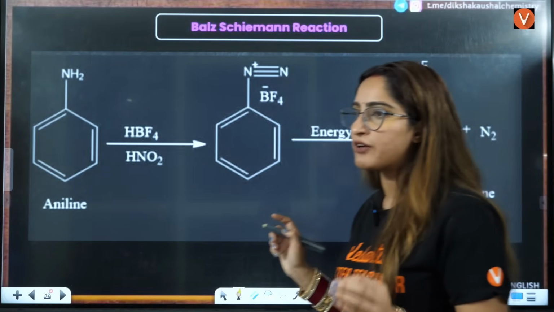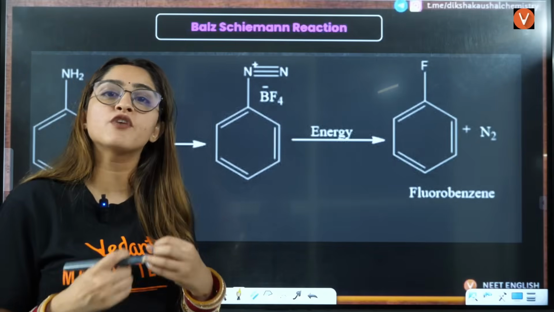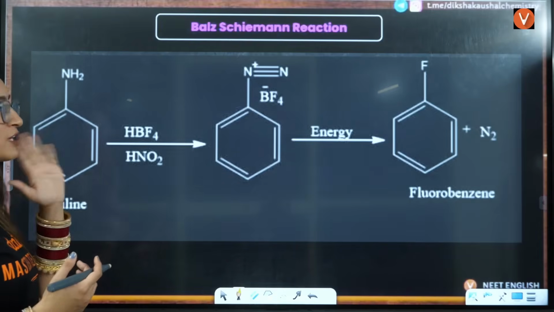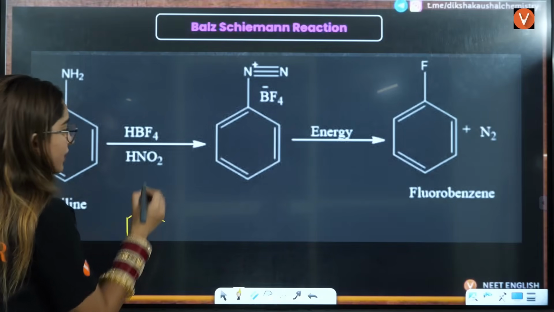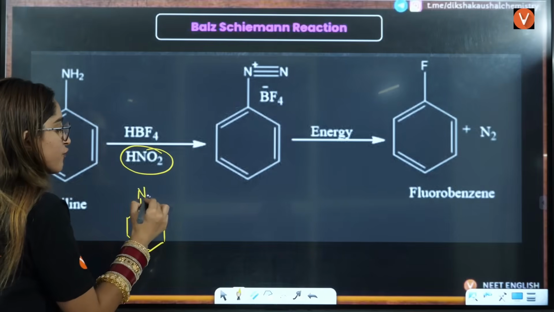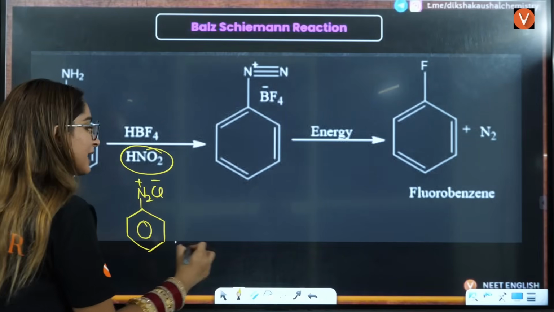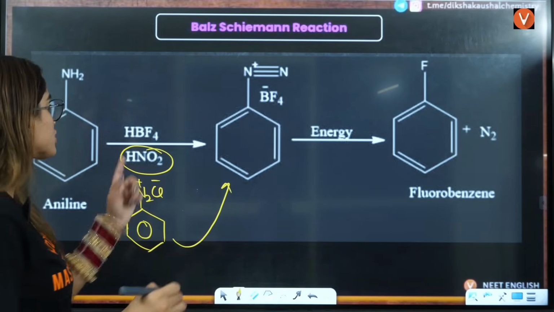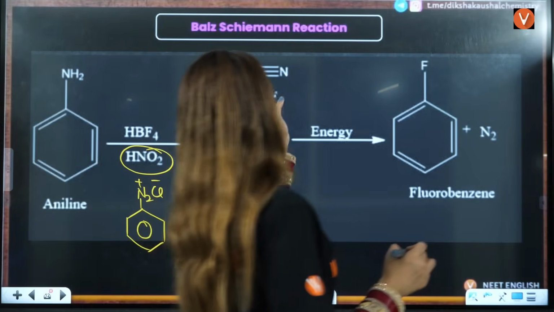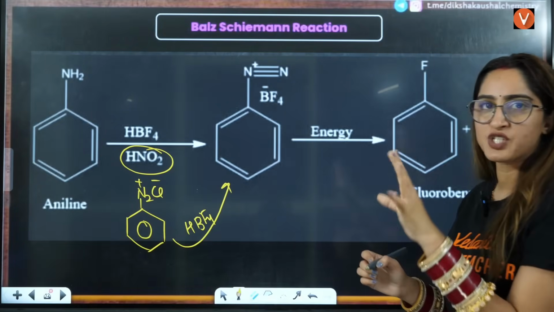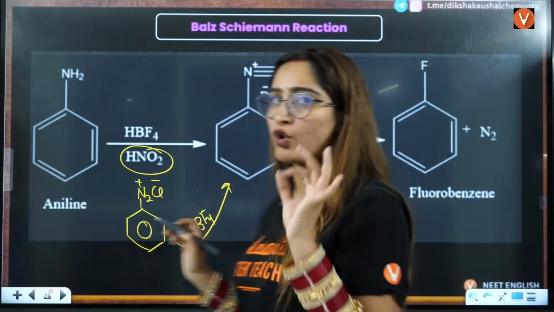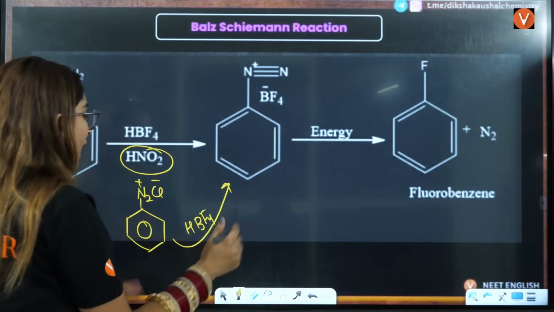Next is the Balz-Schiemann reaction. Diazonium chloride is a very important compound. I'll directly write diazonium chloride here, because HNO2 means this is converted to diazonium chloride. When you have diazonium chloride, directly you add HBF4 here. Then BF4 negative will be attached here as an ionic compound. After that, heating it, you will get the formation of fluorobenzene. This is called the Balz-Schiemann reaction.